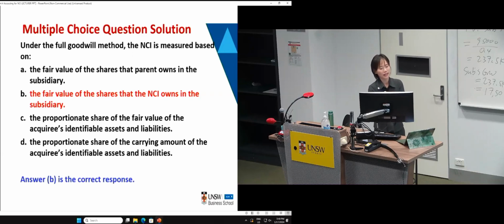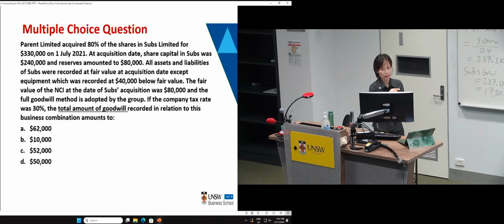It's under the full goodwill method that NCI is measured based on its fair value, right? And that fair value includes NCI's share of goodwill. If you look at C, this is the NCI share of the acquiree's identifiable net assets. What is that? The fair value of the identifiable net assets, okay? Now, C is correct if we are applying the partial goodwill method. Now, let's look at the calculations, and then we're going to move on to look at the partial goodwill method. Now, the question here asks for the total goodwill recorded in relation to the business combination. Total goodwill. And this is under the full goodwill method.